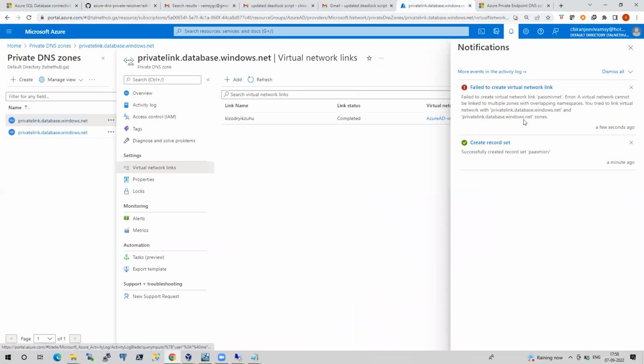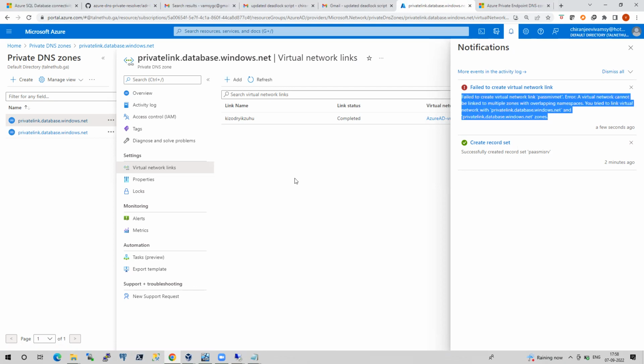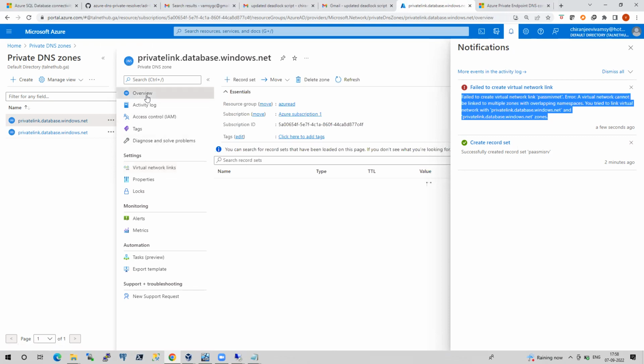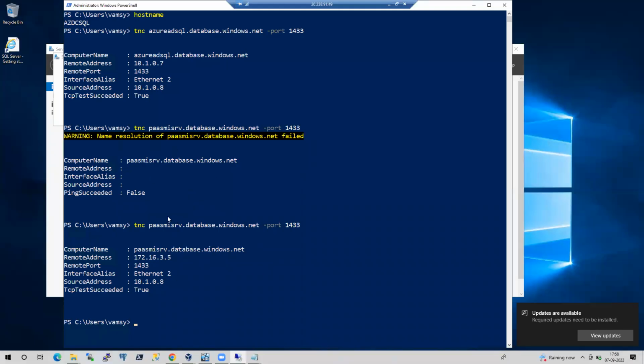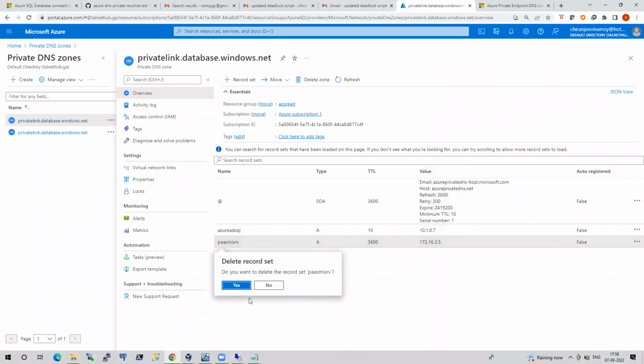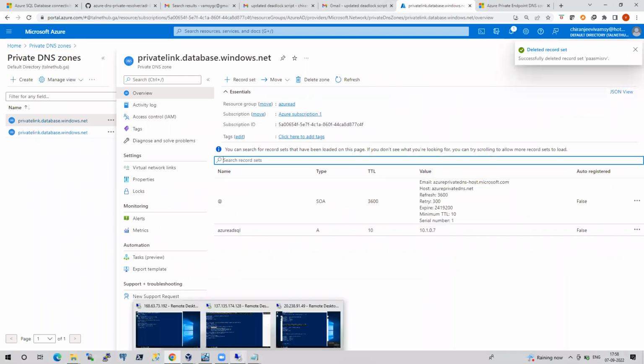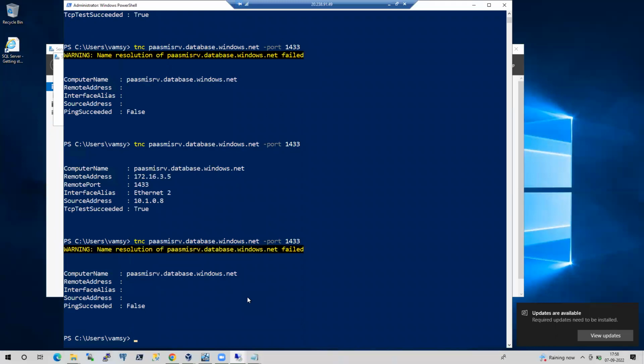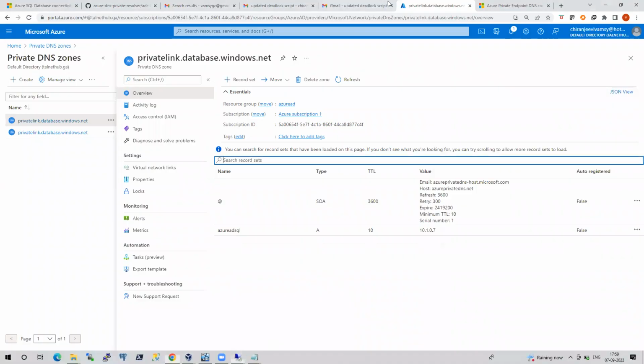Now, if you see it, you cannot overlap the names. If you read this message properly, you will come to know a virtual network cannot be linked to multiple zones with overlapping namespaces. You tried to link the virtual network with privatelink.database.windows.net and again with privatelink.database.windows.net zones. This is not possible. The simple solution is to go to the other VNet and just add the entry. If you add that entry, you will get the result. I just added the entry and the very next moment we got the result. See, first time it failed. After adding the entry, it was successful. If I delete this entry, again I will not be able to. Okay, it got deleted, and now if I fire this, it will fail. As simple as that. So this is how the DNS works.